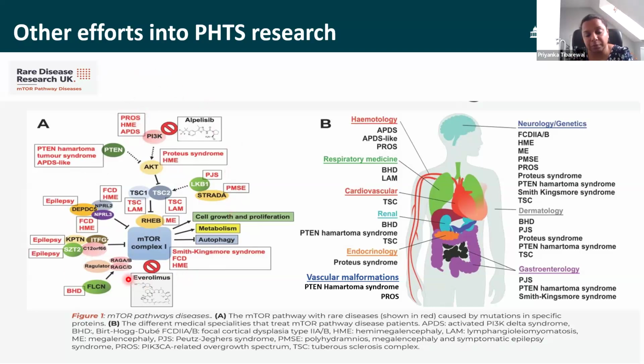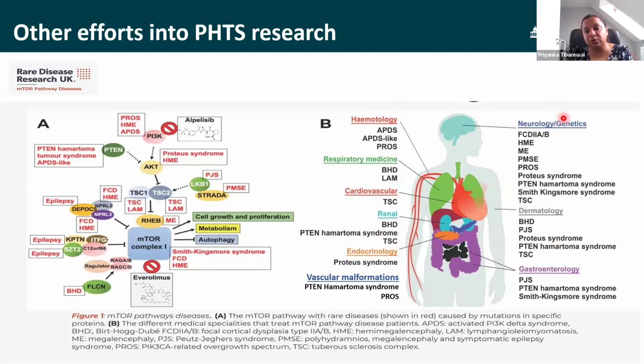Joe Bateman from King's College London came up with the idea with some of his colleagues that we have some rare diseases over here, but there's a lot of overlap. If you look at the overlap of the different manifestations, for example, you have immune issues, which can be seen in APDS and APDS-like, which is PHTS, and then PROS. You can have renal issues, so renal tumors, which is shared with TSC and PHTS. You have vascular malformations, which are seen in PHTS and PROS.